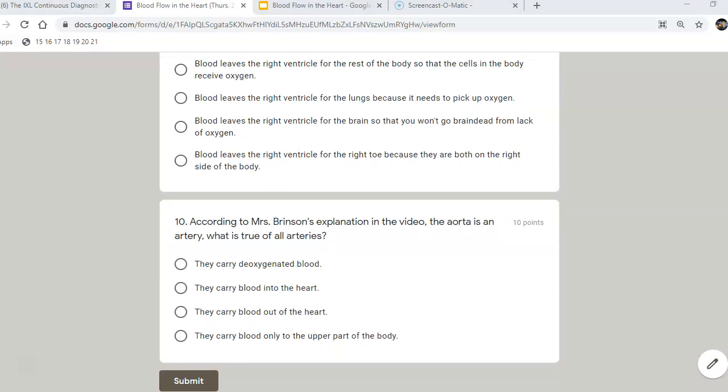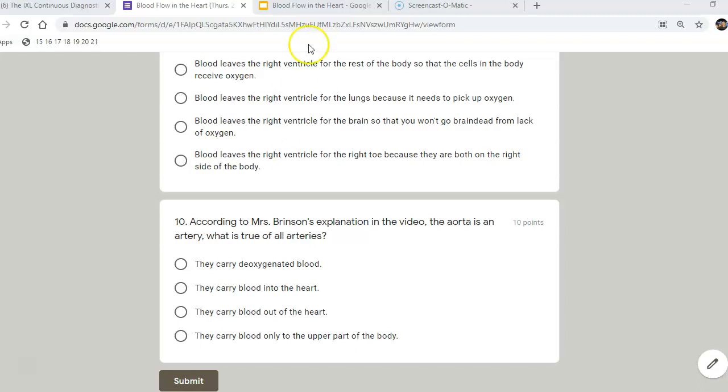Number 10, according to Miss Brinson's explanation in the video, the aorta is an artery. What is true of all arteries? Remember to look at the A. Arteries carry blood away from the heart or to the heart. All right, so which of these is true? Does the aorta, which is an artery, carry deoxygenated blood? Does the aorta do that? Does it carry blood into the heart? Does it carry blood out of the heart? Or does it carry blood only to the upper part of the body?